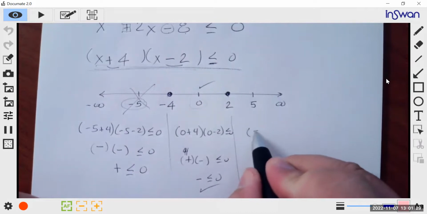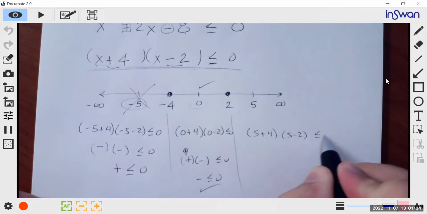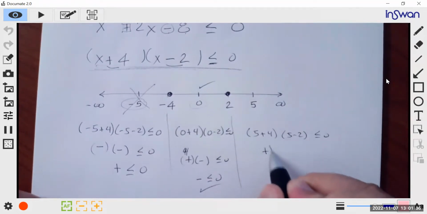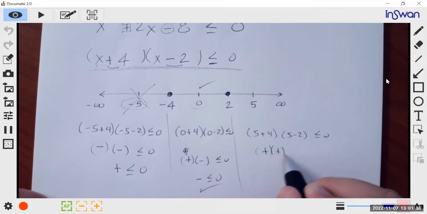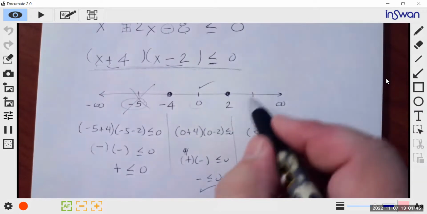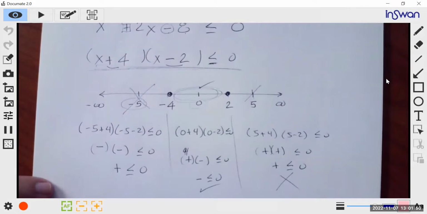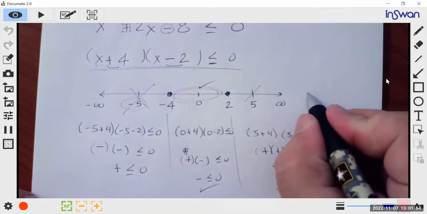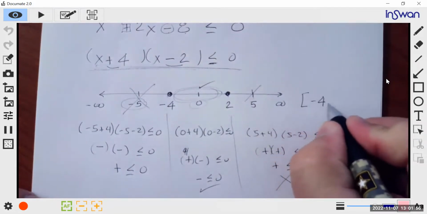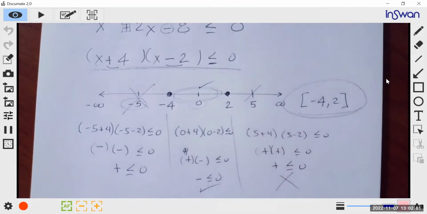And then 5 plus 4, 5 minus 2. 5 plus 4 is a positive number. 5 minus 2 is a positive 3. Positive times positive is positive. Is positive less than 0? No. So the only part we can use is here in the middle. So my solution is at -4, 2. That's the only part I can use.